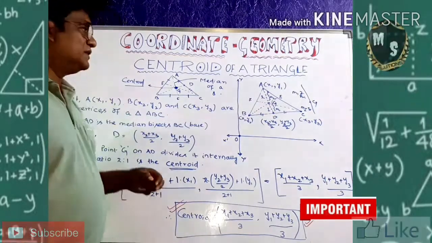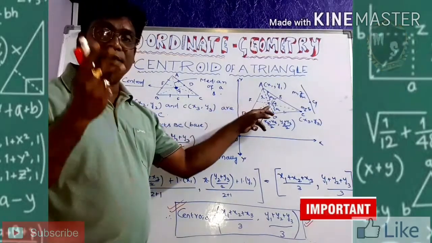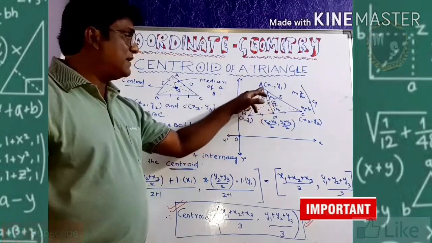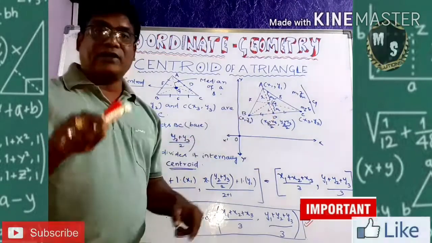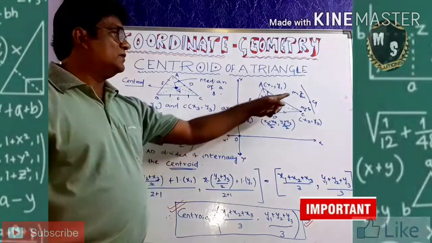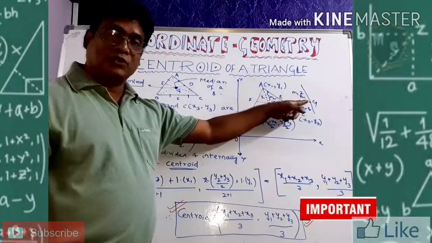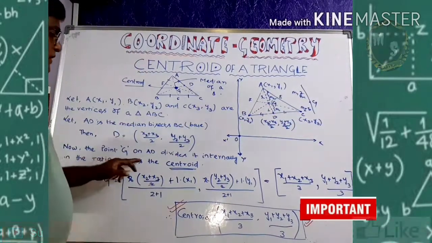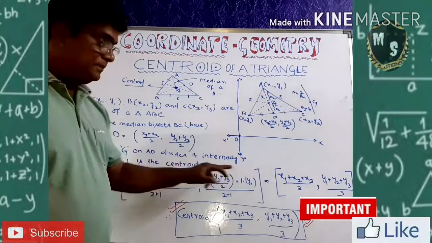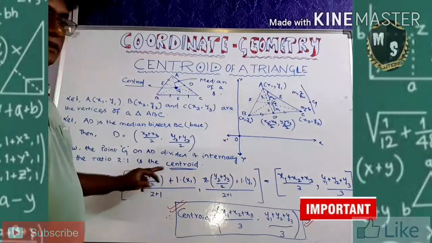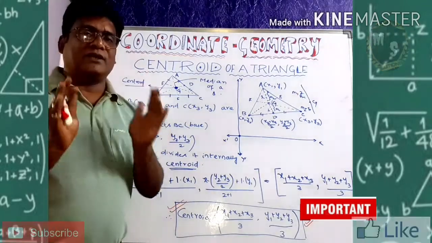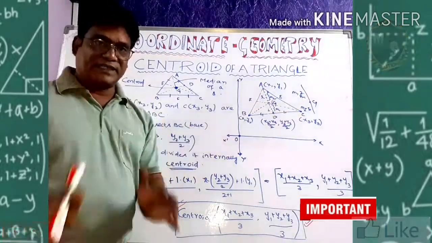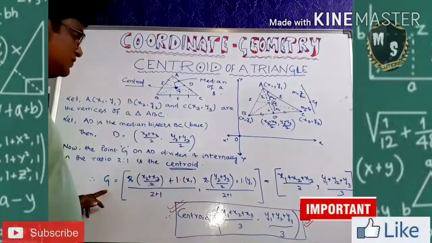Centroid. Because it is the intersection of what? Of the 3 medians. So G is called the centroid. G point divides this line AD internally in the ratio 2:1. So what is your m1? 2. What is your m2? 1. That you have to understand. Now the G point divides AD internally in the ratio 2:1, which is called the centroid of this triangle ABC. I hope you understood.